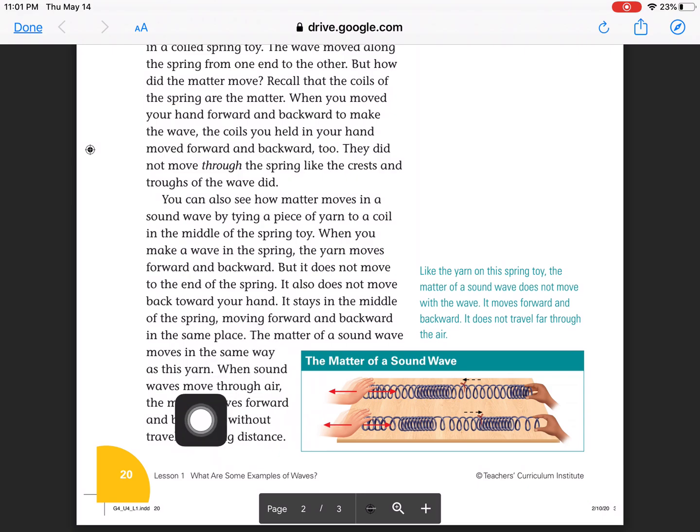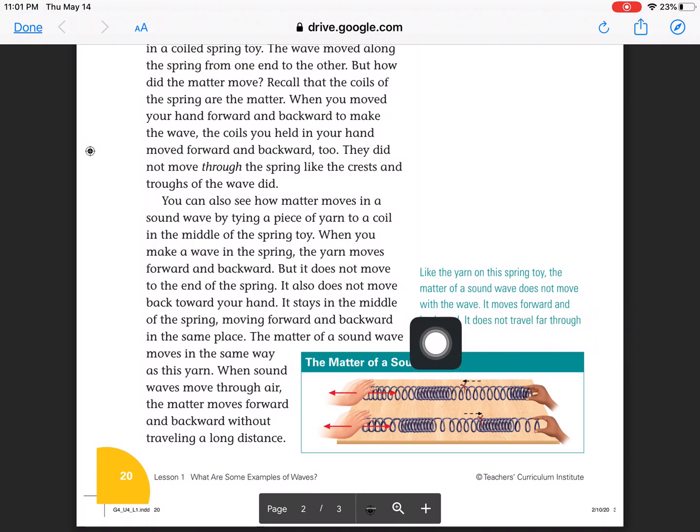That part's going to be useful when completing your paragraph. So if we look at this piece of yarn, it says, like the yarn on this spring toy, the matter of the sound wave does not move with the wave. It moves forward and backward. It does not travel far through the air. So notice that the yarn or the string, when it's moved, it's only moving a small bit. It does not travel very far. It's not going to travel all the way to this hand or all the way to this hand.